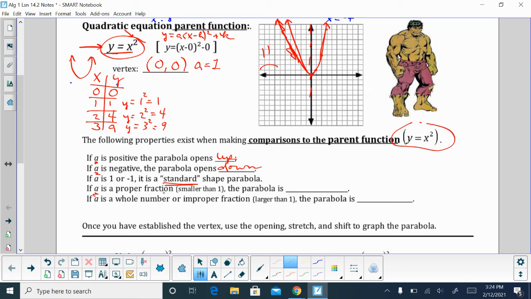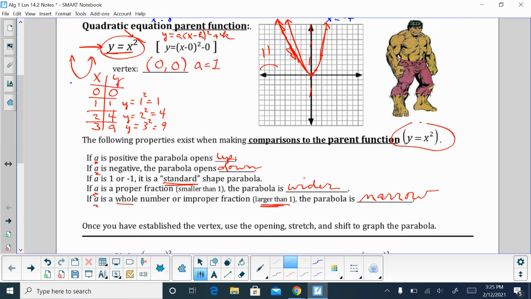If a is a proper fraction, smaller than 1, then the parabola is going to be wider. So if the absolute value of a is less than 1, it makes the parabola wider, or compressed. If a is a whole number or larger than 1, then that parabola is going to be narrow when compared to my parent function.